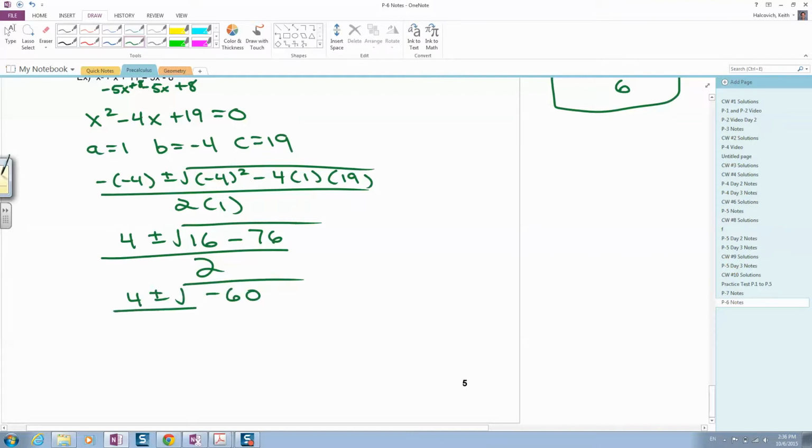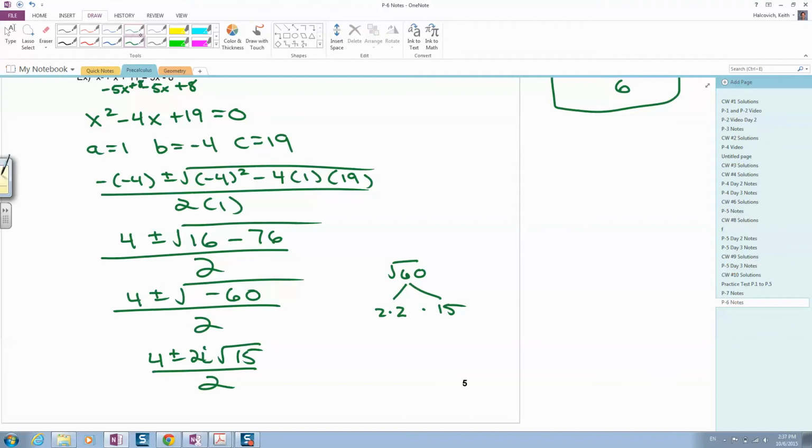Negative 60. And then simplifying the square root of 60, remember 60 is 2 times 2 times 15. So it's going to be plus or minus 2i rad 15 all over 2. And then you can simplify, because they're all divisible by 2, so it becomes 2, 1, 1. So it's 2 plus or minus i rad 15.